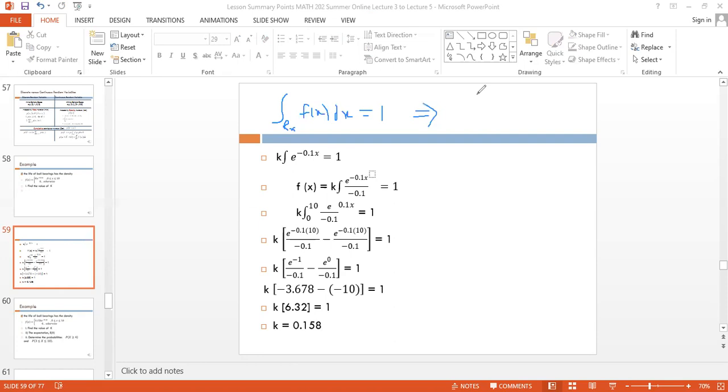Which implies that we are going to integrate the given function, which was what? K e raised to the power negative 0.1x from the limits. Let me change the color here. So from the lower limit, which is 0, to 10. And then we integrate with respect to what? dx, which will be equal to 1. Good. Now, because k is a constant, we can pull it out of the integration sign. So then we have k times the integral of e raised to the power negative 0.1x from 0 to 10.